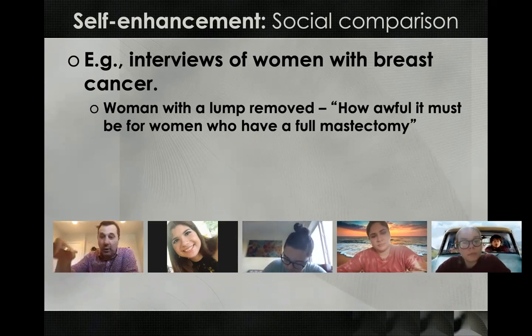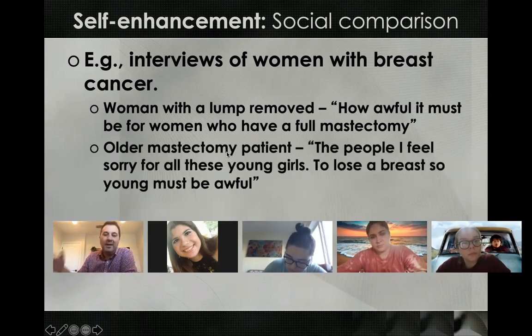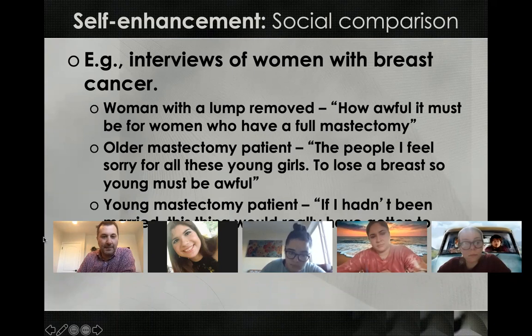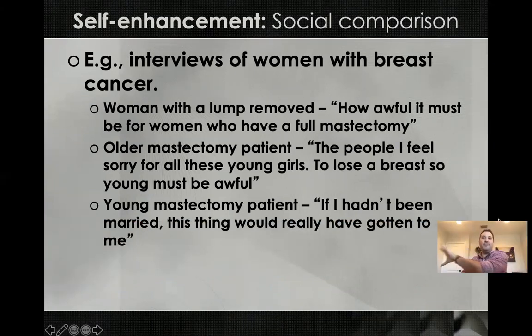So Shelley Taylor would go to a woman who had had a full mastectomy. And an older patient would say something like, you know, the people I feel sorry for are all these young girls. To lose a breast so young must be awful. At least I'm not them. So Shelley Taylor would talk to a younger mastectomy patient. And they would say something like, you know, if I hadn't been married, this thing would have really gotten to me. At least I'm not that person.